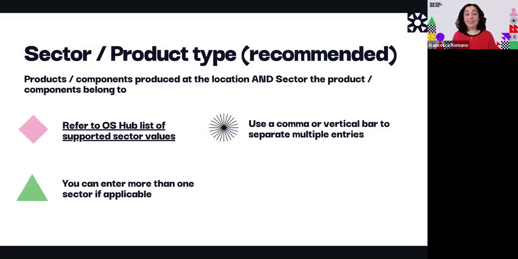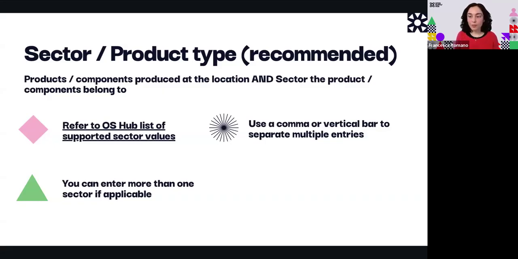And then lastly, the last highly recommended value is the sector and product type. This field actually is kind of special because it contains two separate data points. One is the sector and one is the product. So after your data is uploaded, these two data points will actually be split up. Any value that is matching our list of supported sector values, that you should definitely check out in the chat, will be listed under the sector field of the production location profile that I showed earlier. And then all the other values will go under the product field.